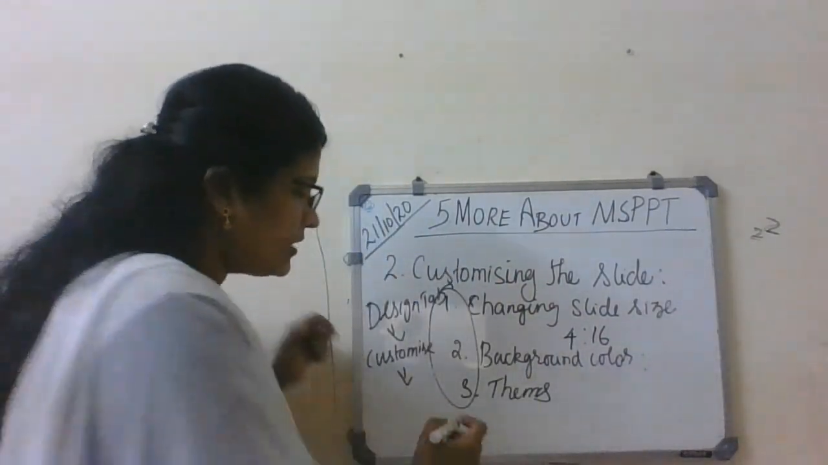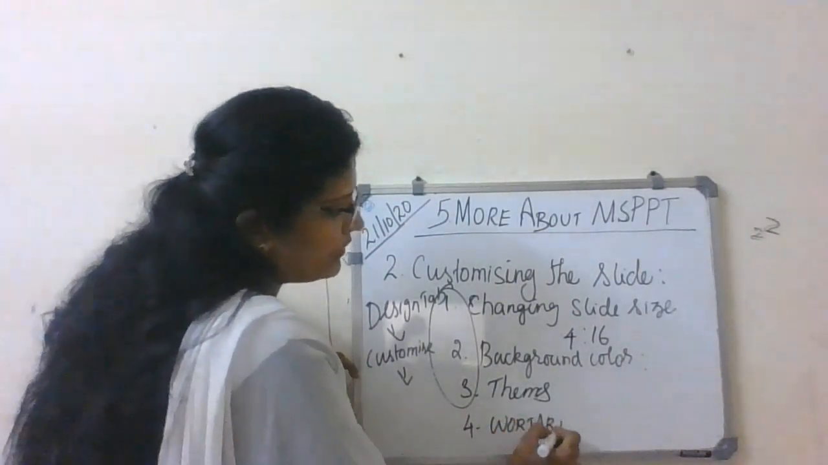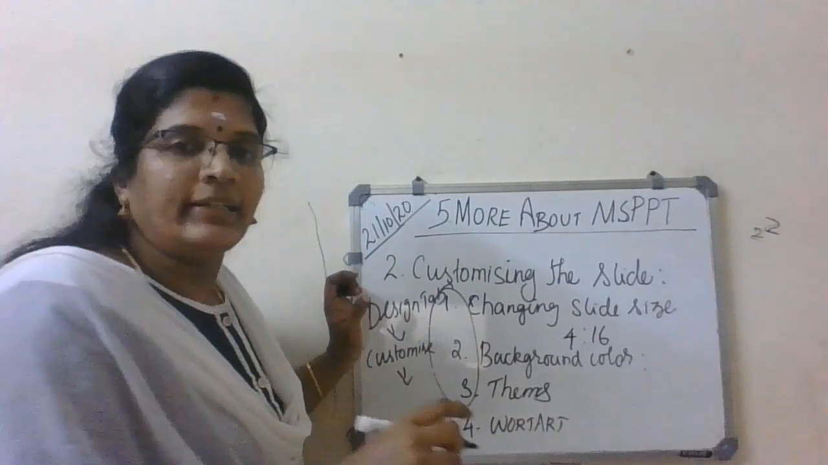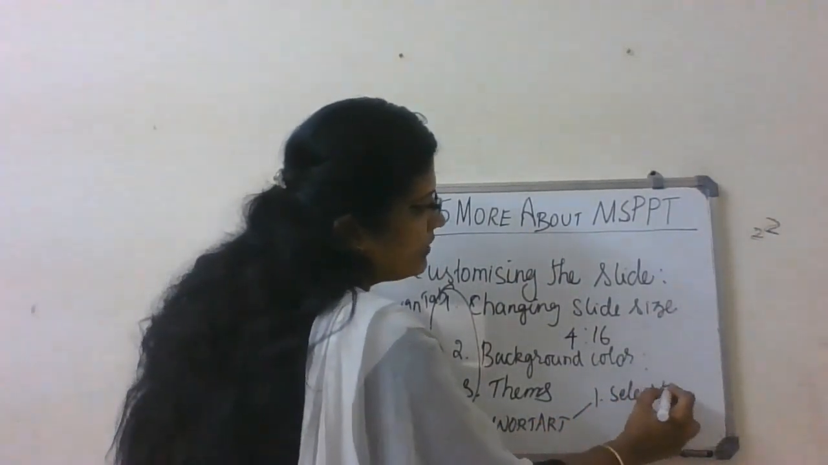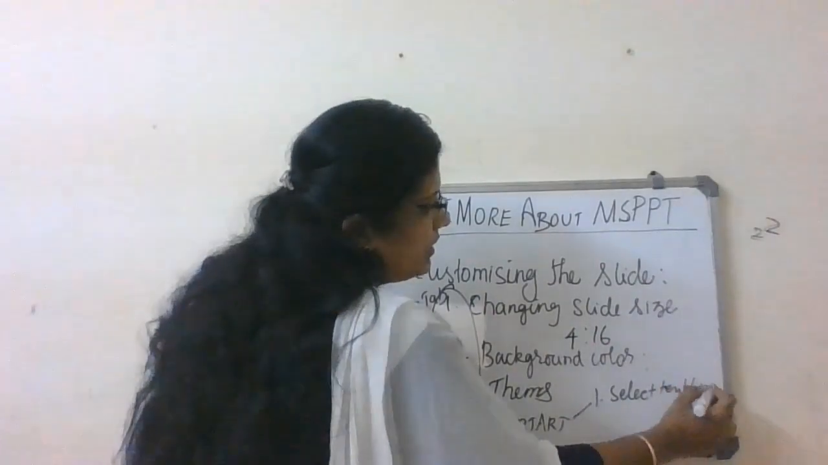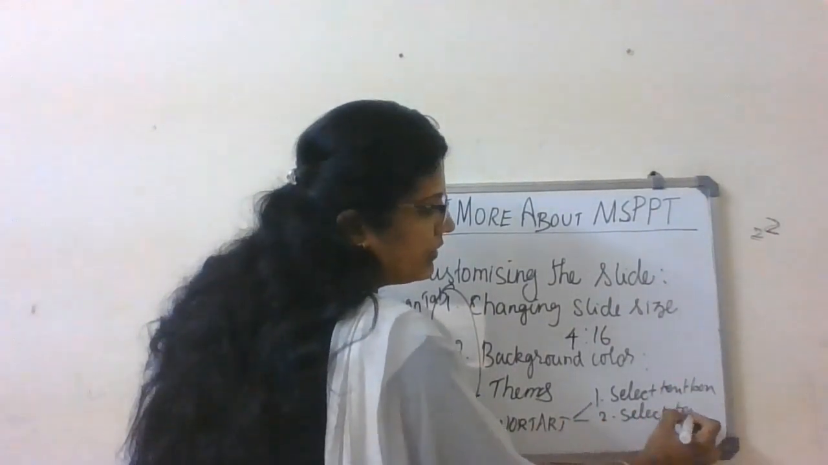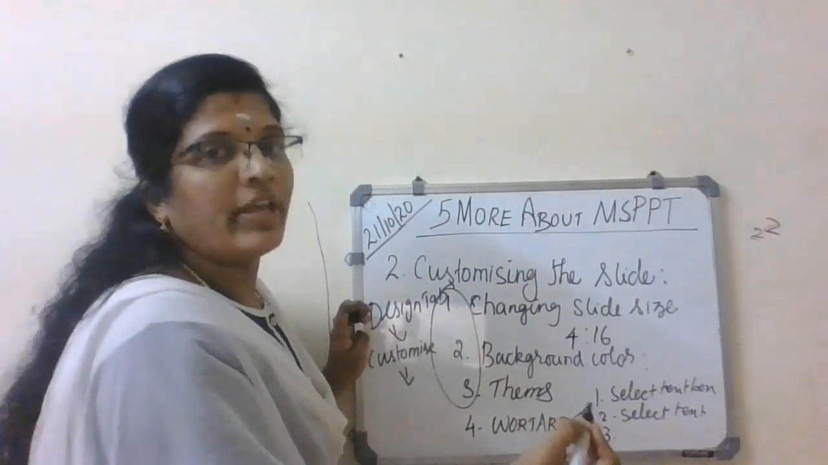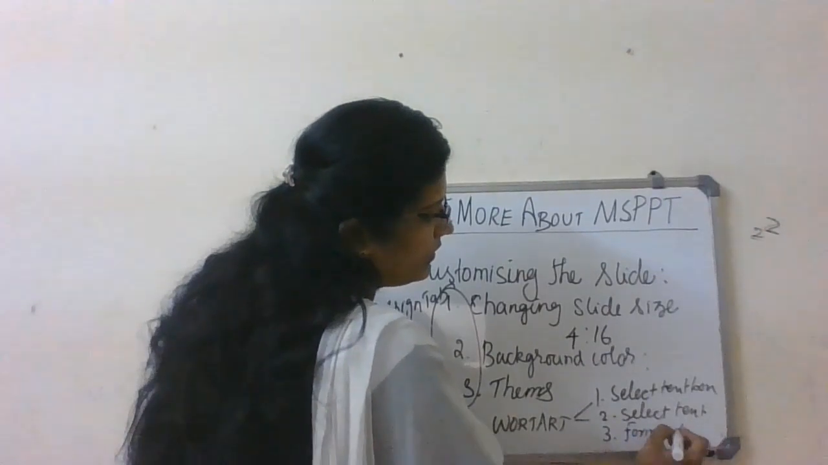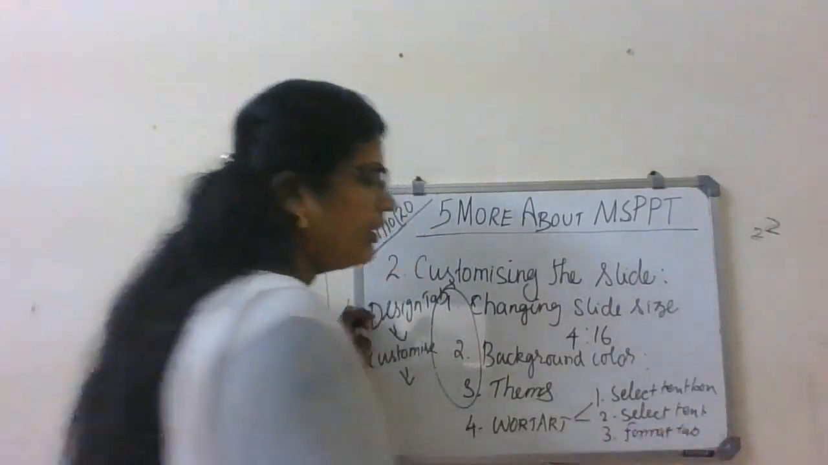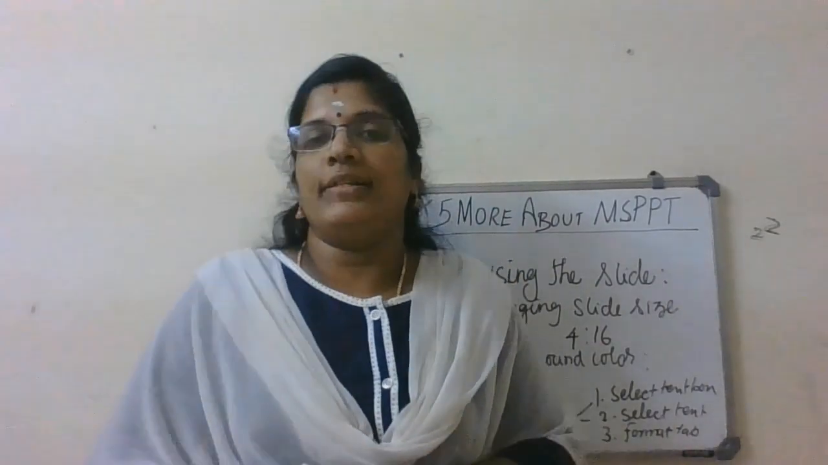And for word art, the word art is inside the text box. So what you have to do is select the text box, then select the text. Then you have to go to the Format tab. And then the word art features, the Word Art group, then Word Art.